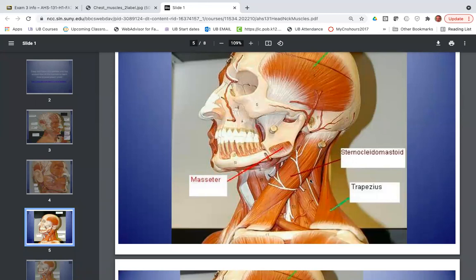Now, inside the neck here, we're going to cover these muscles as well. They're called scalene muscles. There's an anterior scalene, a middle scalene, and a posterior scalene. And we can see them here: 1, 2, 3. Anterior, middle, and posterior scalene muscles.